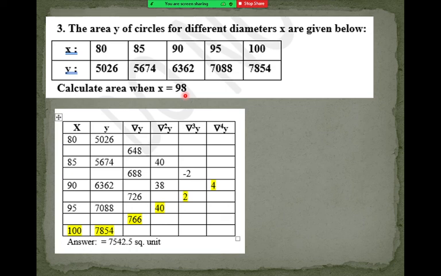180 is not the correct answer. Remember, 3.14. Whenever you do the algebraic equation, you should always be in radian mode. There is actually no need to take it, but if you want to check the actual answer, you can take pi as 3.14 into 98 square, and that should be this answer. Okay, so you already know the answer.